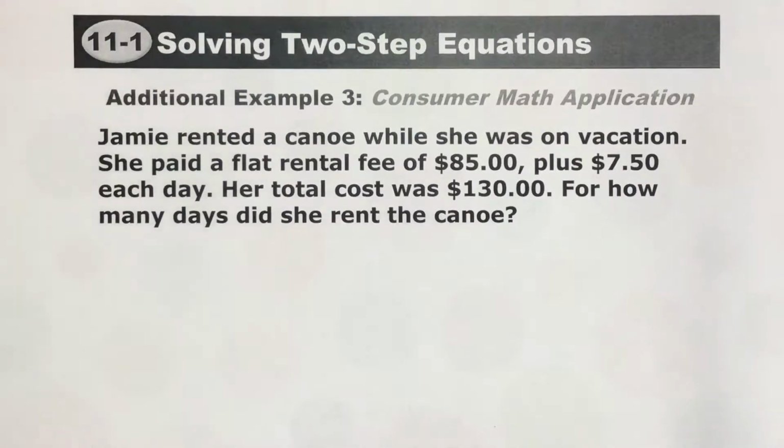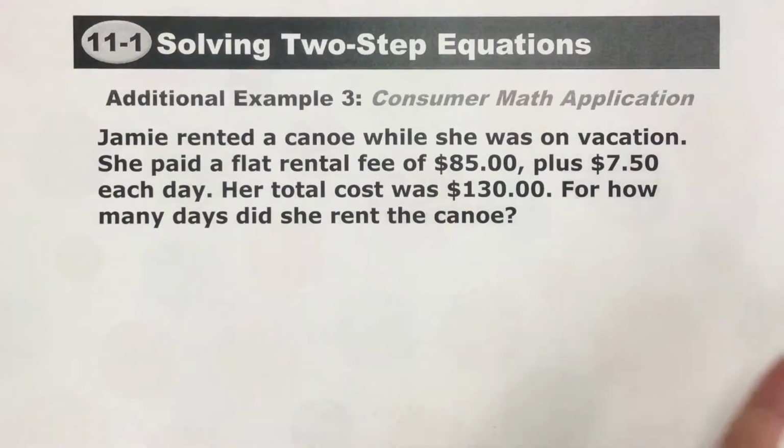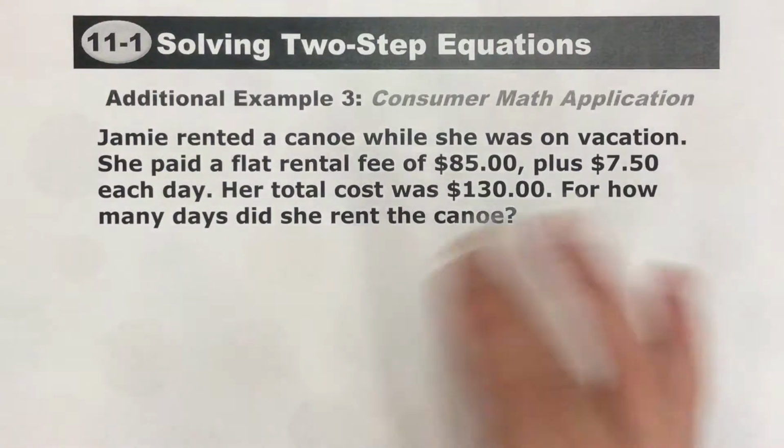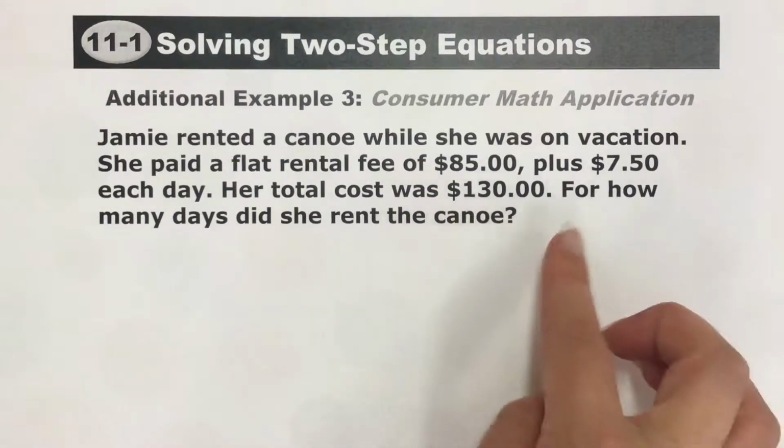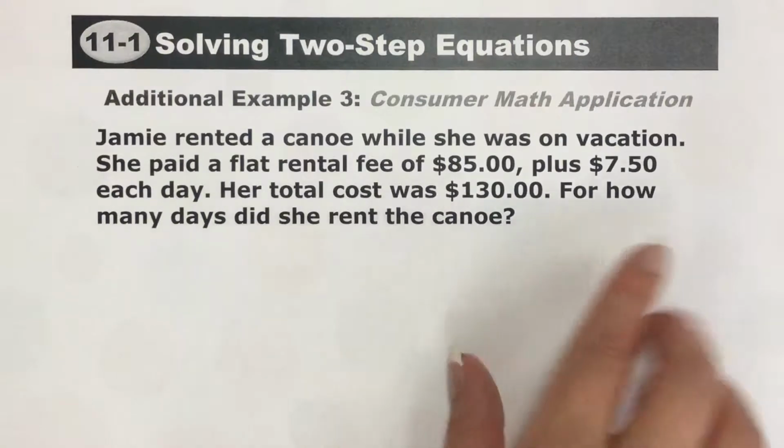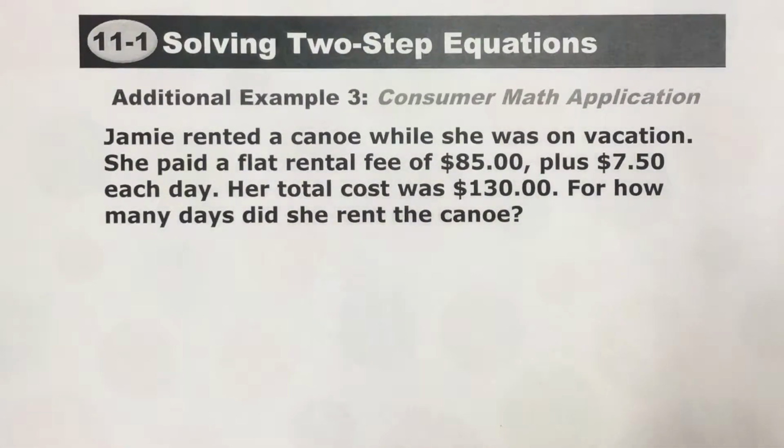So there's a couple things in this application problem that we need to understand. The first thing is we need to identify, well, what's the variable? What's the thing that we do not know? And a lot of times when you're doing this, the variable is revealed in the last sentence. For how many days did she rent the canoe? Well, that's what they're asking, so that's obvious, the thing that they don't know.